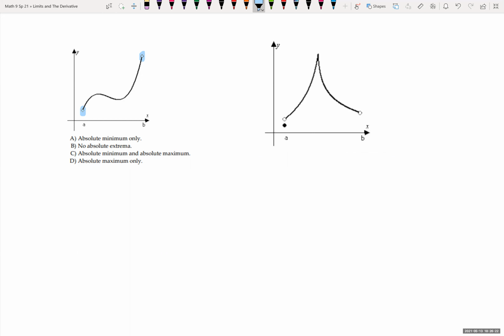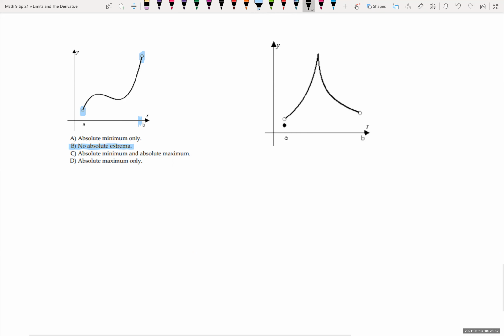Any value I choose of x really close to a, I can get a little closer to a to get a smaller value. Same thing with this, any value I choose near x equals b, I can always get closer and closer to this open circle, but it's always getting larger and larger. So there's no one specific value. And so in this case, this has no absolute max or absolute min.